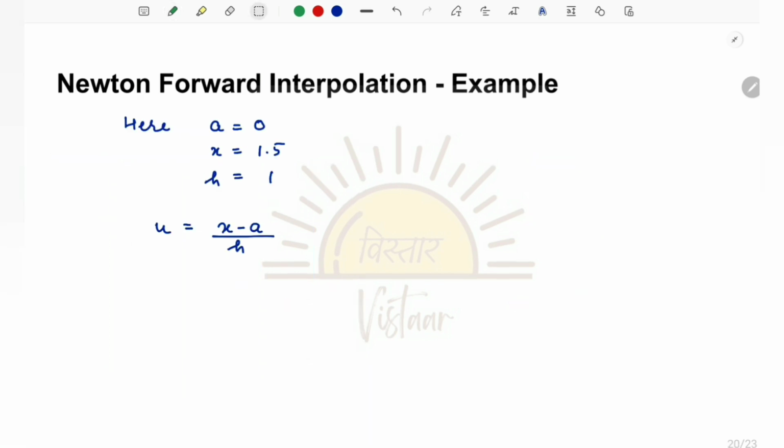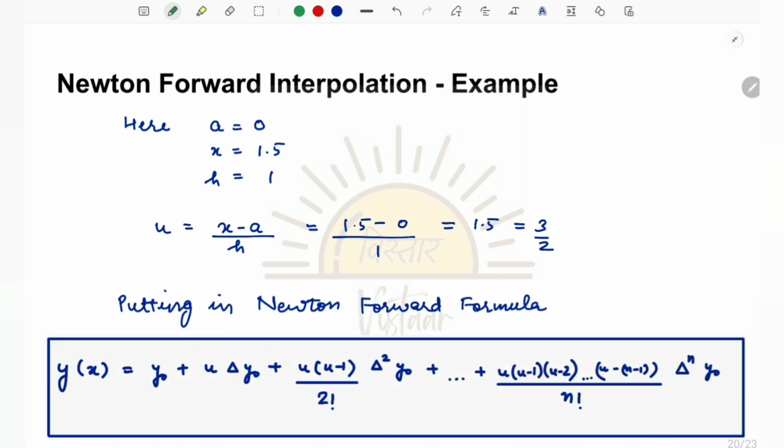Now we will calculate u. So u is equal to x minus a divided by h. So we get u is equal to 1.5. Now we have to put all these values in the Newton's forward formula. Additionally, in this formula, we need the values of y naught, delta y naught, delta square y naught, and delta raised to the power n y naught. We will take these values from the forward difference table which we have calculated before.